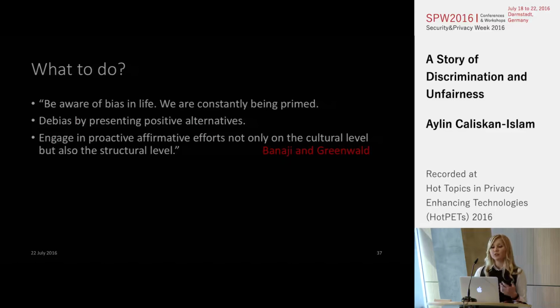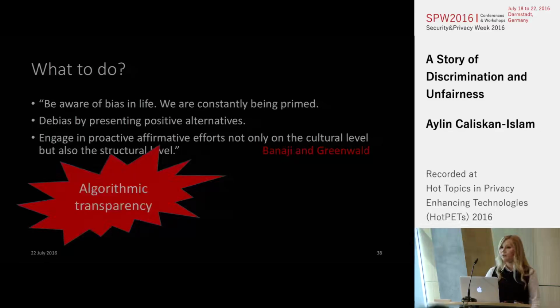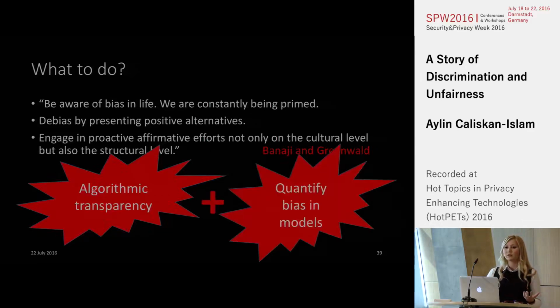And we need to engage in proactive, affirmative efforts, not only on the cultural level, but at the structural level as well. What is the structural level? In our case, for machine learning or privacy researchers, or maybe even policy researchers, it's algorithmic transparency. And once we are able to understand and see these biases transparently in algorithms or models, then we also need to be able to quantify them to see the effect size.